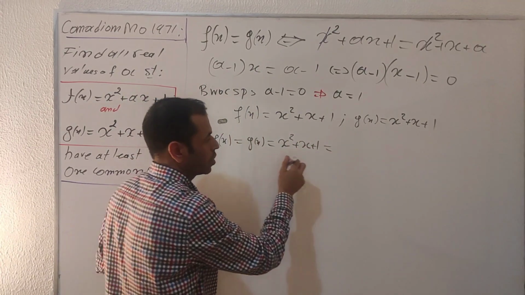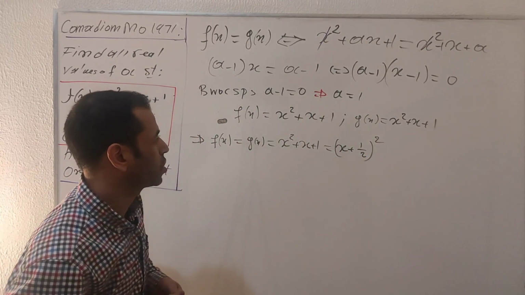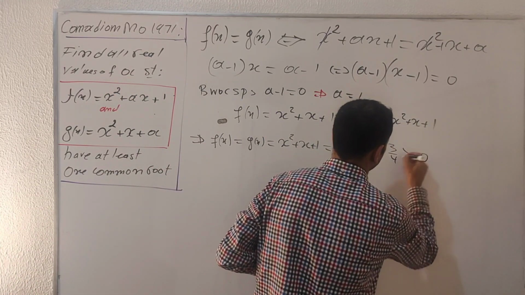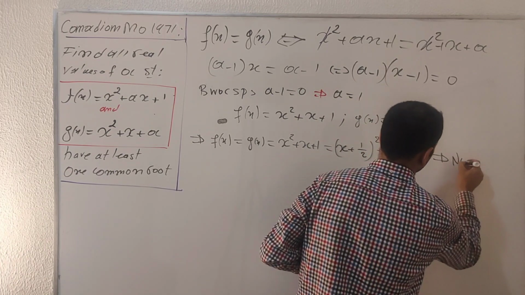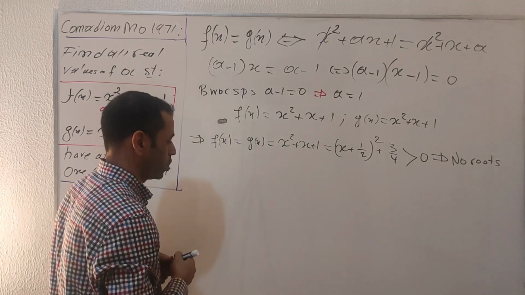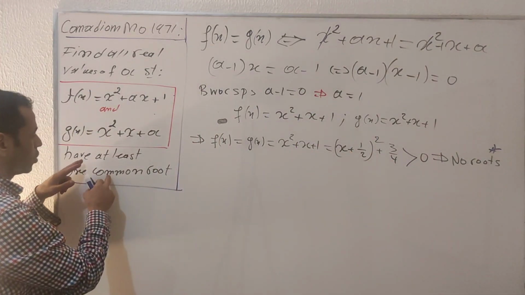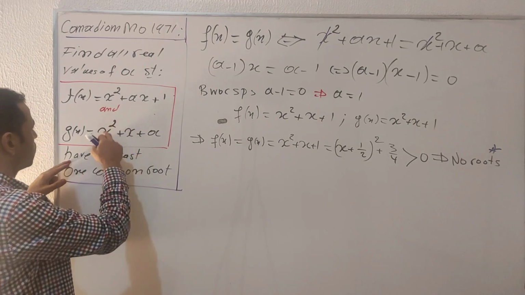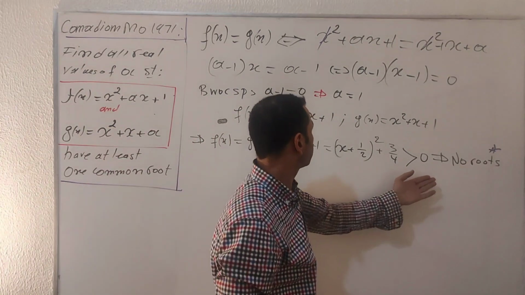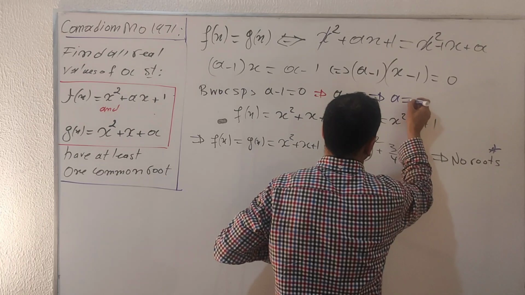I'm going to factor this one. It gives me x plus a half, squared. If I distribute this, it gives us x squared plus x plus a quarter, plus 3 over 4. This is strictly greater than 0, which means we have no roots. This is a contradiction, because both functions are supposed to have at least one root, but we found no roots. Which means a minus 1 is not equal to 0, in other words a is different from 1.